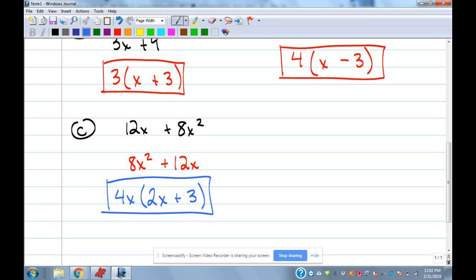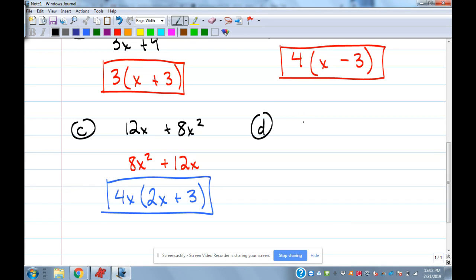The way you can check to make sure you got the greatest common factor is if you pull the number out, look at what's left. Do 2 and 3 have anything in common? 1's the only thing, and that's not going to help us any. Okay, so always look at what's left and say, hey, do they have anything in common? If they do, then you didn't get the GCF. You've got to start back over.